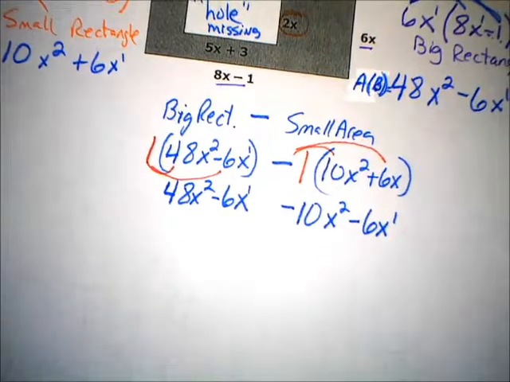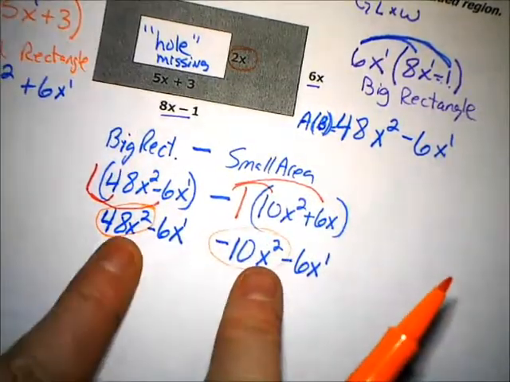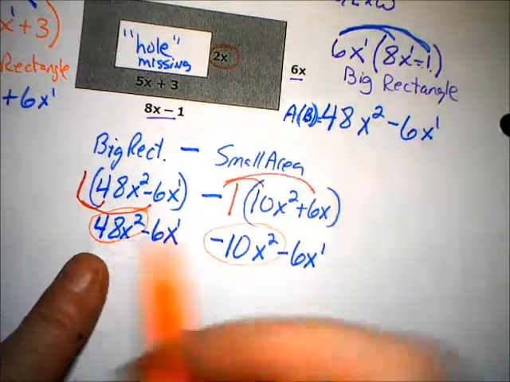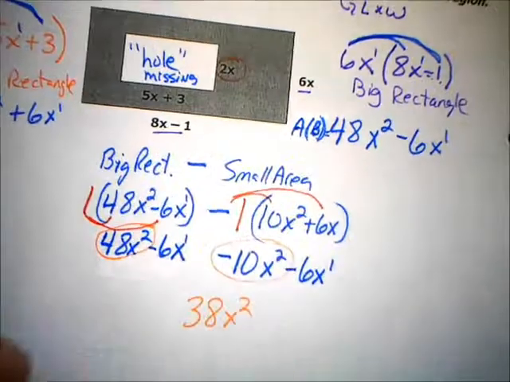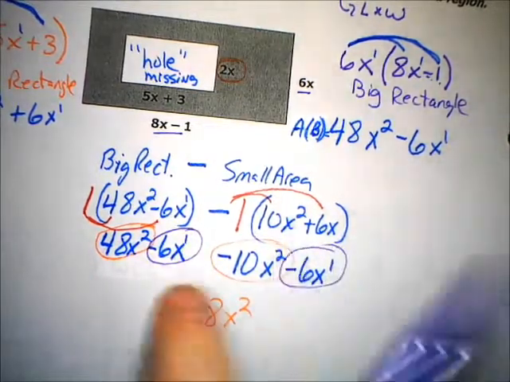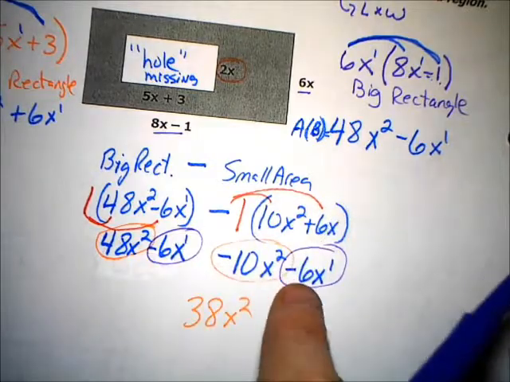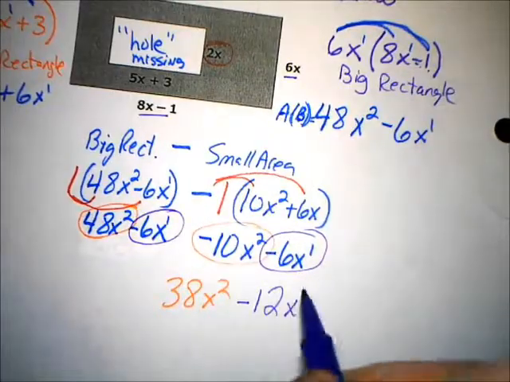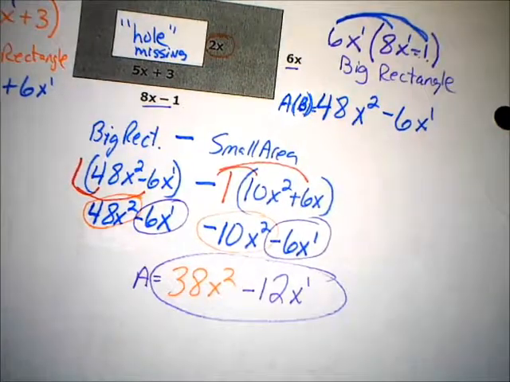What's my highest exponent? Happens to be the squares. So I actually need to do 48 minus 10. Well, that's 38x squared. After the squares, I need to go to the x's. Notice I have a negative 6x and a negative 6x. Well, negative 6 and a negative 6 is a negative 12x. And there is your area of your shaded region.